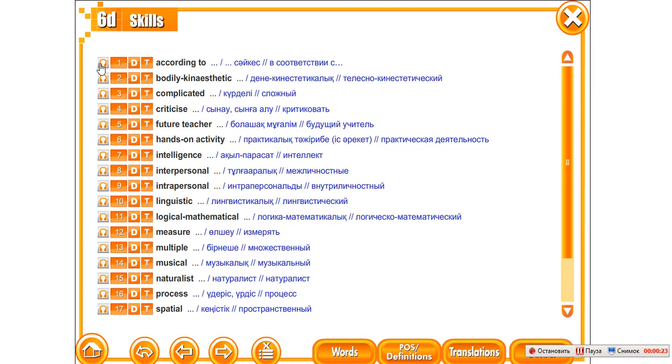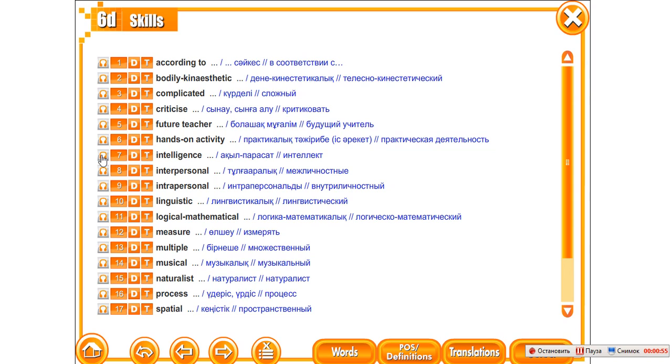According to. Bodily kinesthetic. Complicated. Criticize. Future teacher. Hands-on activity.